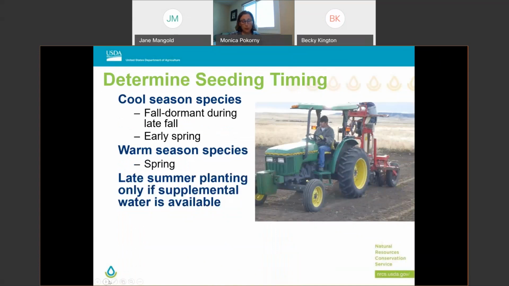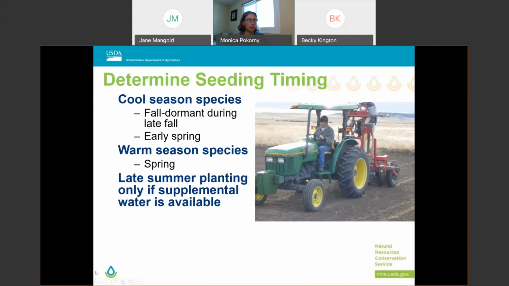So what time of year would we want to seed? Most of our grasses and plants that we have in Montana are cool season species, meaning they grow earlier in the spring and germinate earlier in the spring. And a lot of those can either be fall dormant seeded or early spring seeded.